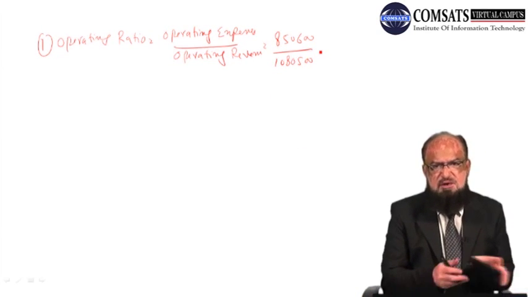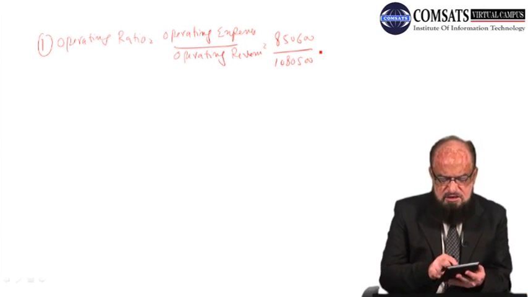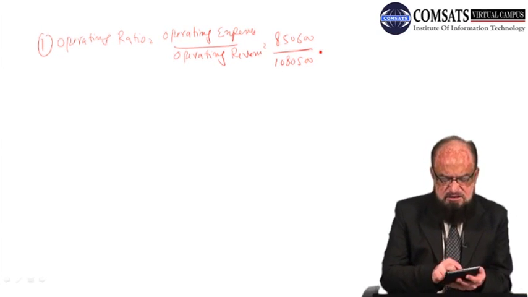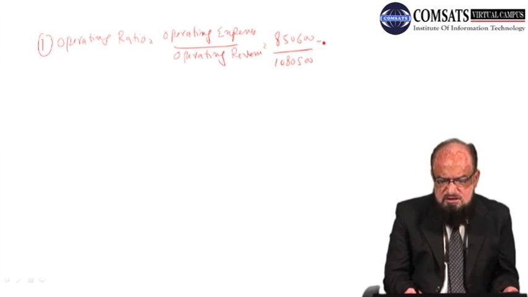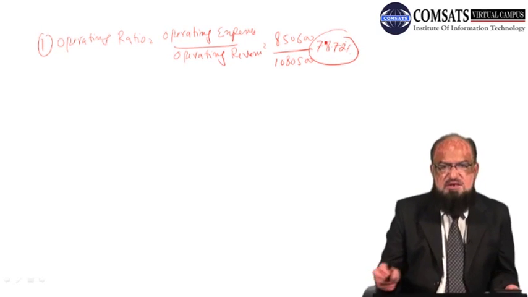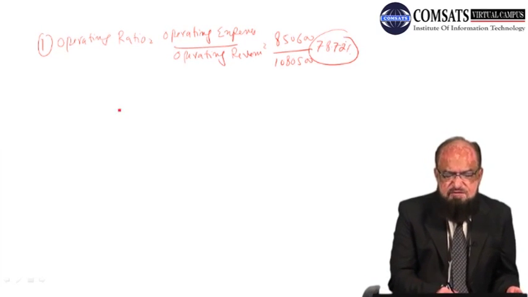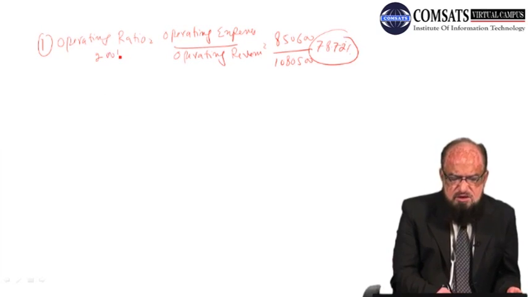सिंपल कैलकुलेशन है, मल्टीप्लाई बाय 100 करना भूलना नहीं है. 8,50,600 डिवाइडेड बाय 10,80,500 मल्टीप्लाई बाय 100, 78.72%. That is operating ratio for year 2004.